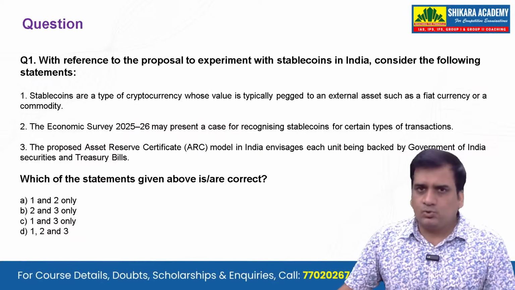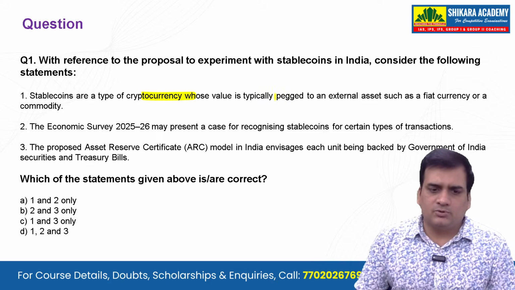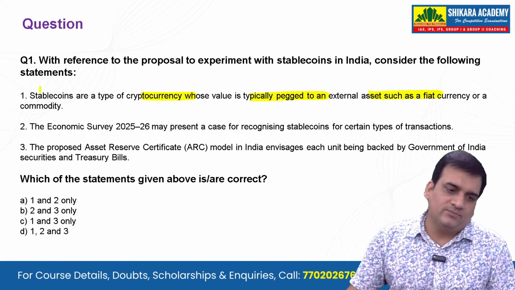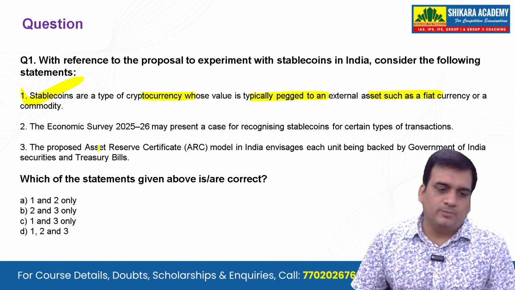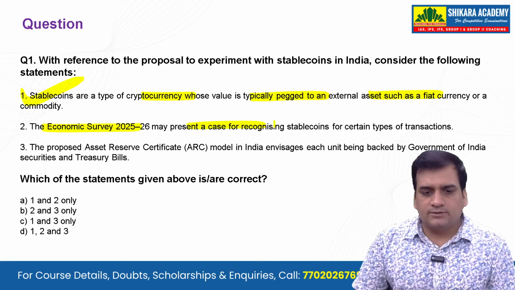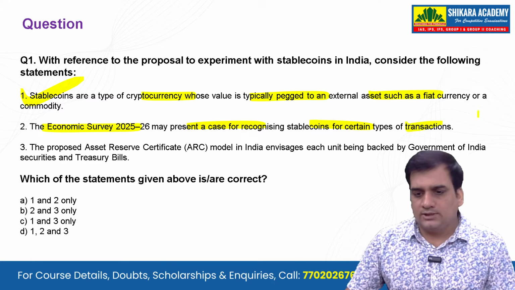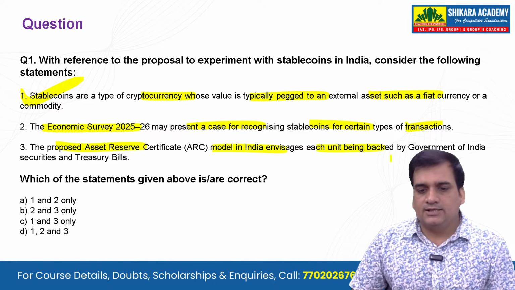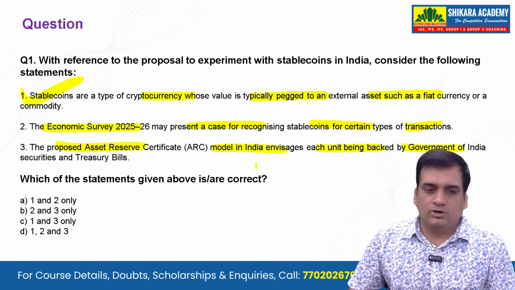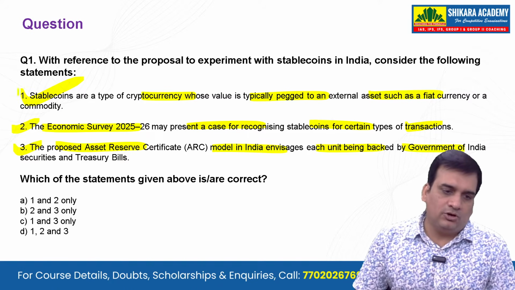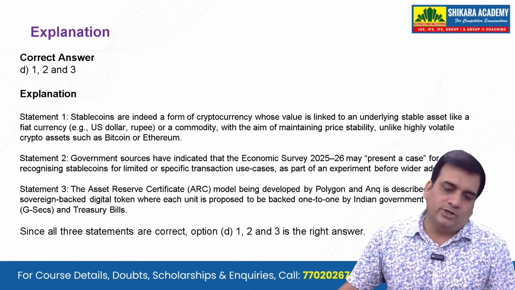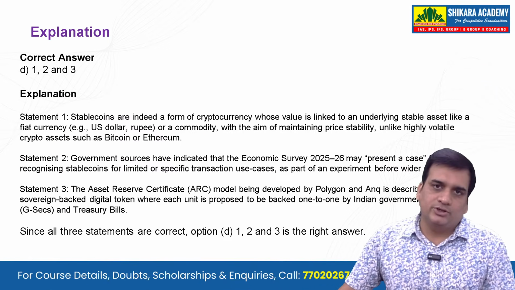So let's see this question. Stablecoins are a type of cryptocurrency whose value is typically pegged to an external asset like a fiat currency. That was true, on dollar or rupee. The Economic Survey 25-26 may present a case for recognized stablecoins. That's also true. The proposed Asset Reserve Certificate model in India says each unit is backed by Government of India securities and treasury bills. So all three look to be true, and that is the correct answer. You can pause the video and see the explanation for yourself.